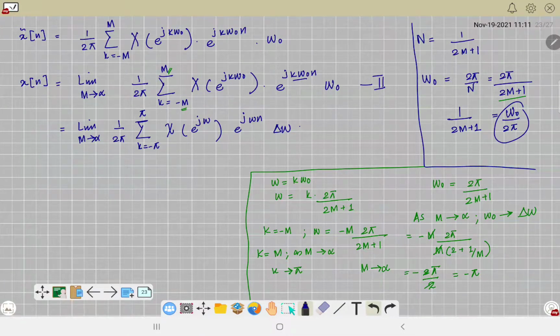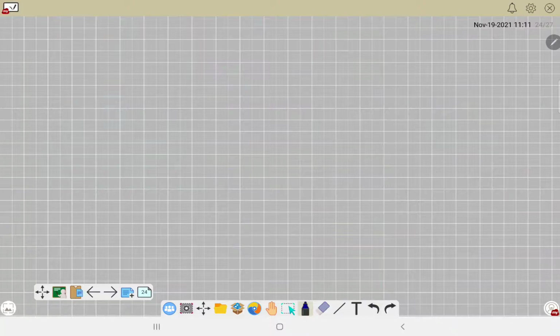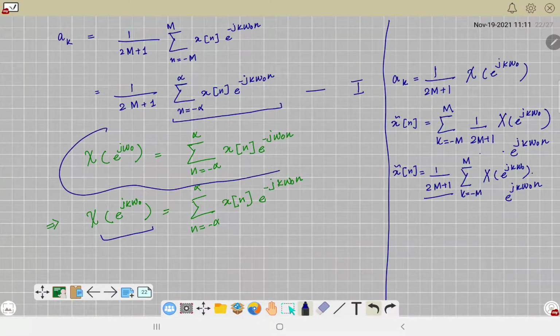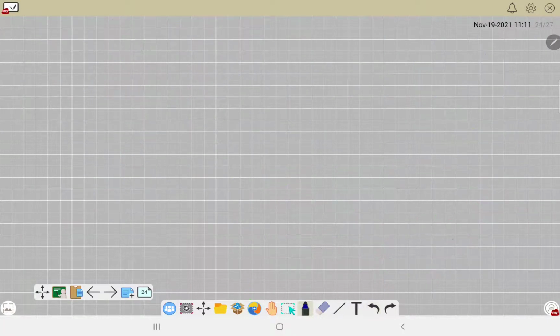And as m tends to infinity, your summation will change into an integral from minus pi to pi X of e raised power j omega, e raised power j omega n, and delta omega will tend to d omega. Now this is the inverse Fourier transform. So we have basically two expressions, one where we started from.